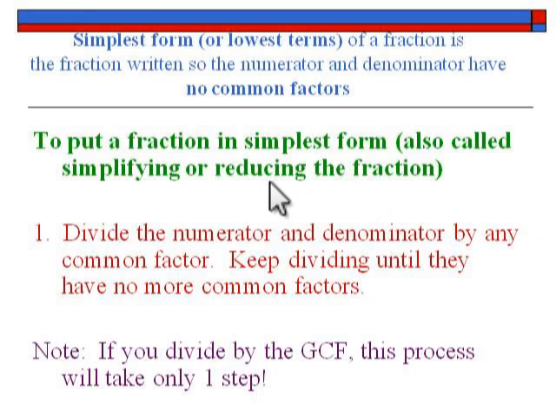You simply divide the numerator and the denominator by any common factor, and you keep doing that until they have no more common factors. Here's a little note. If you find their greatest common factor, meaning the factor they have in common that is the biggest of the numerator and the denominator, then you'll only have to do it in one step.